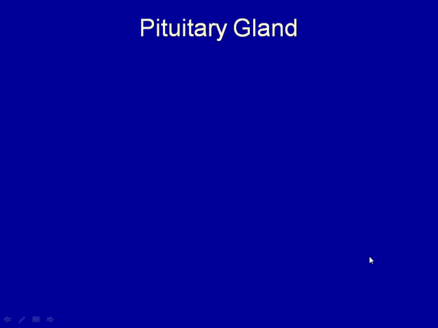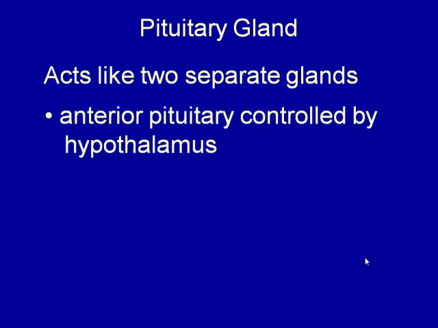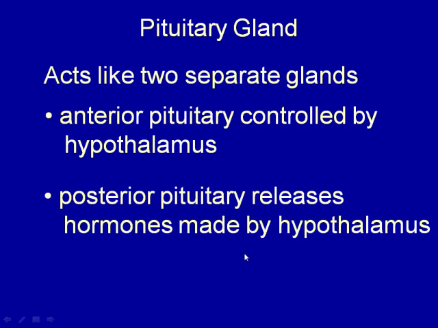Let's look first at the pituitary gland. Now the pituitary gland acts like two separate glands. There is an anterior pituitary that is controlled by the hypothalamus, and hormones from the anterior pituitary control many of the other glands in the endocrine system. The posterior pituitary gland is really a storehouse for some hormones that are made by the hypothalamus. It doesn't really manufacture any hormones of its own, but it stores and then releases neurohormones from the hypothalamus.